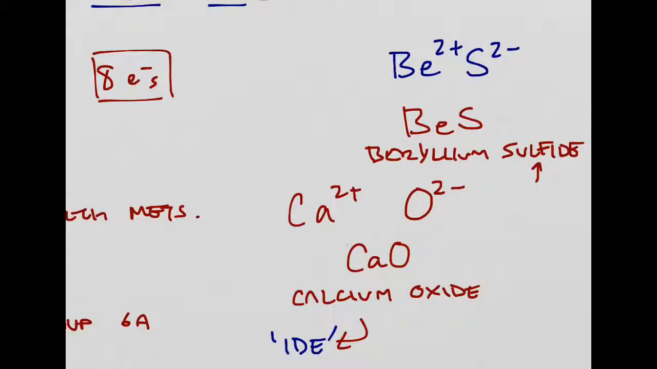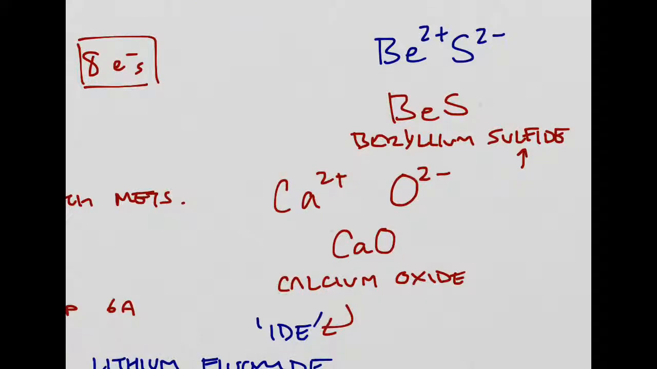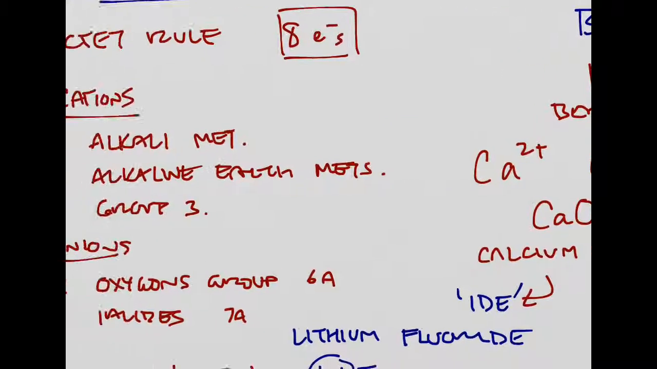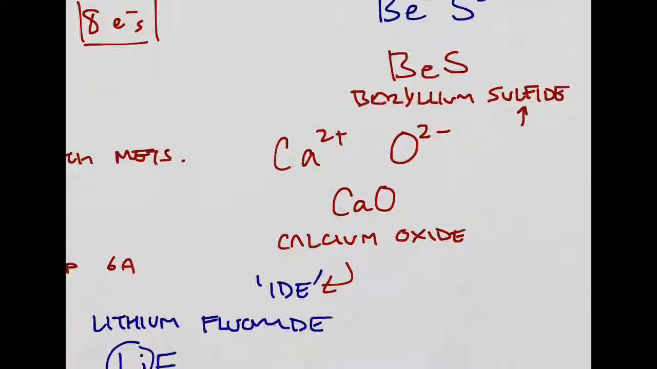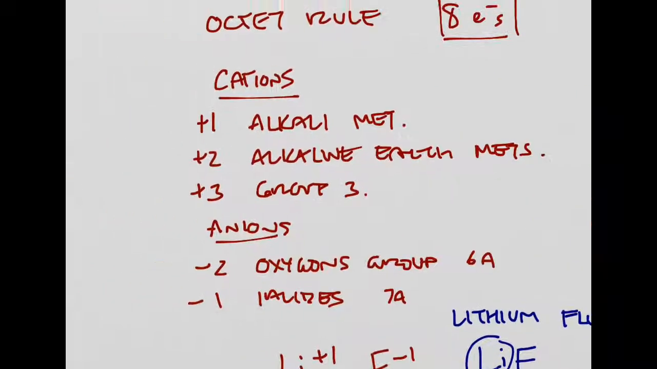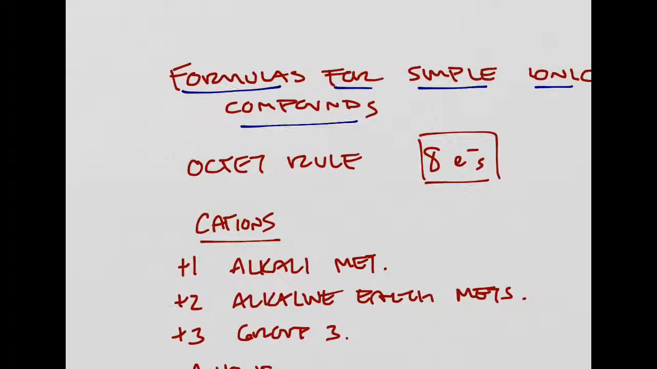Okay, so that's it. That's pretty easy to do. This is how you make the names and formulas for some simple ionic compounds. They're called binary compounds because we're talking about two different atoms. But there you have it. I'll stop right there.